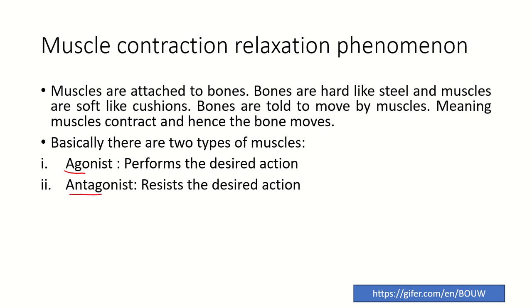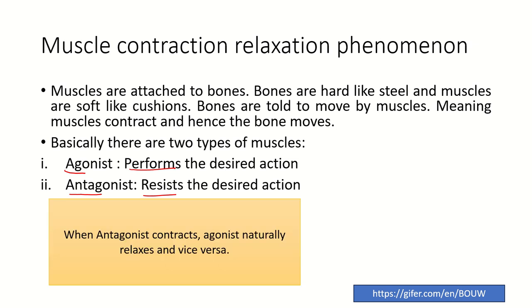agonist and antagonist. Agonist performs the desired action. Antagonist is exactly opposite to the agonist, that is, it resists the desired action. For example, when you're eating food, you need to bend the elbow, but also you need to straighten the elbow in order to grab the food from the plate. So, straightening the elbow grabs the food from the plate, flexing or bending the elbow puts the food in the mouth. Again, you need to straighten, again, you need to bend. Thus, the agonist and antagonist are in reverse action.